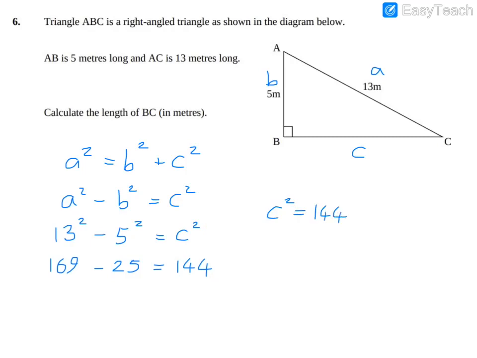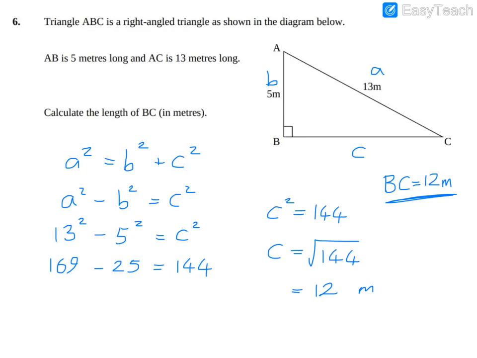C squared is equal to 144. C must be, we need to unsquare it. We need to find the square root of that. The square root of 144 is 12. So our answer is 12 centimetres. The length of BC equals 12. Oh, I've got that wrong, haven't I? Not centimetres, we're in metres for this question. 12 metres. Make sure we check the question carefully for units. BC is 12 metres, there's my answer.